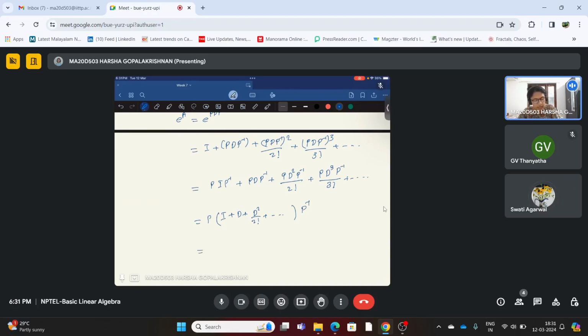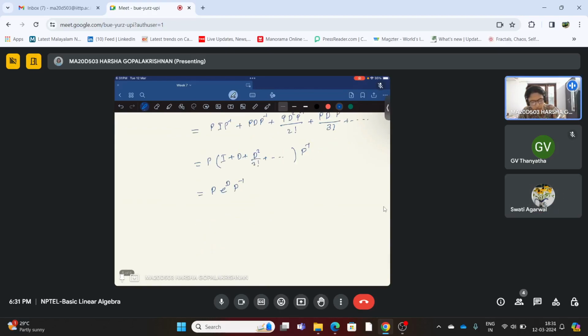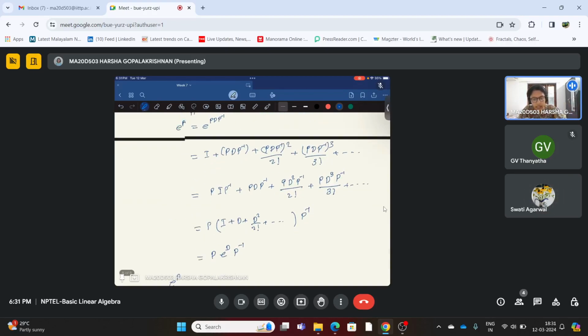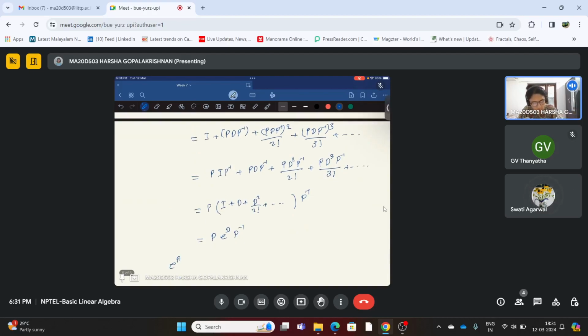Now what is this? P into, this is the expansion of e raised to D, the diagonal matrix D, right? Like instead of finding e power A, where so many powers of A will come, we can do this. We started with e power A and ended with P e power D P inverse. So e power A is the same as P e power D P inverse.